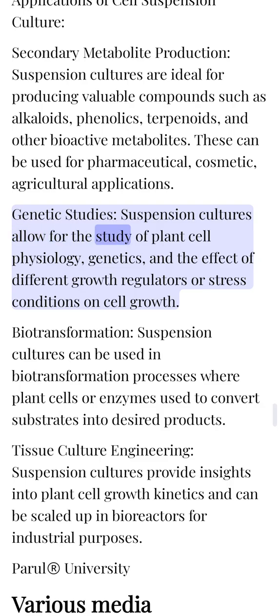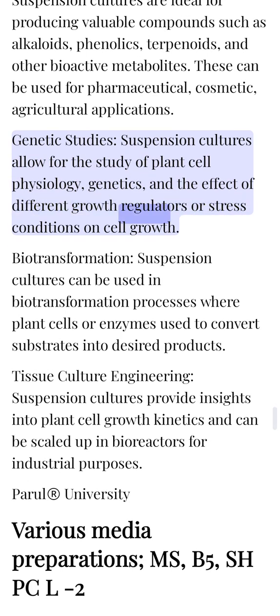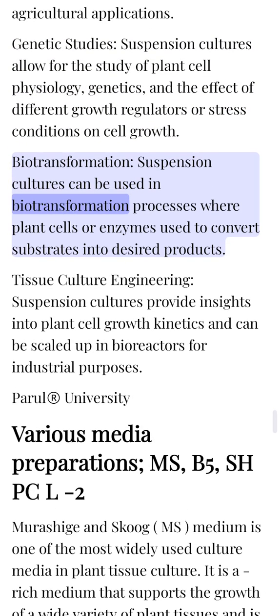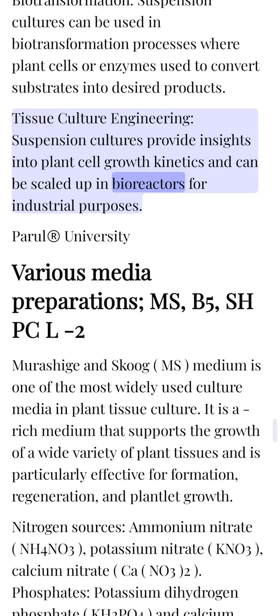Suspension cultures allow for the study of plant cell physiology, genetics, and the effect of different growth regulators or stress conditions on cell growth. Biotransformation: suspension cultures can be used in biotransformation processes where plant cells or enzymes are used to convert substrates into desired products. Tissue culture engineering: suspension cultures provide insights into plant cell growth kinetics and can be scaled up in bioreactors for industrial purposes. Various media preparations.